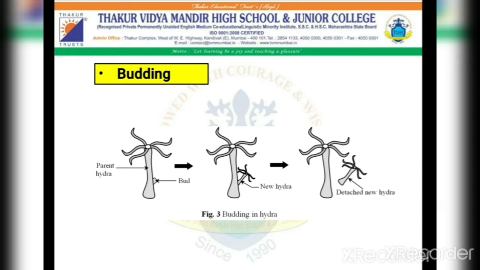This new hydra will get the nutrients from the parent. So this budding hydra separates from the parent hydra and starts to lead an independent life. When it grows up and becomes able to lead an independent life, it will get detached from the parent hydra. So this method of reproduction is called budding.